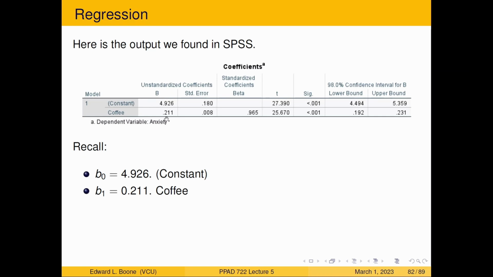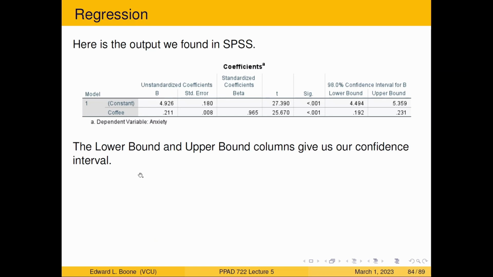Now what we want to do is express our uncertainty about these using confidence intervals. So this would be our regression line. We have an equation of the line here, which we can use for prediction later. The upper and lower bound columns give us the confidence intervals. So for beta 0, we have the interval 4.494 to 5.359.